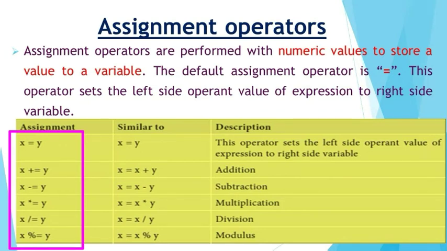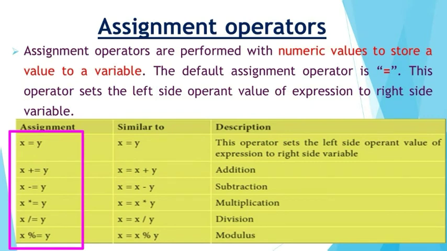And next x plus equal to y means x is equal to x plus y. You have to write like this. Here you have to add x and y and store that value in the x variable. And x minus equal to y means x is equal to x minus y. You have to subtract y from x and store that value in the x variable. And x times equal to y means x is equal to x times y. You have to multiply x and y and store that result in the x variable.